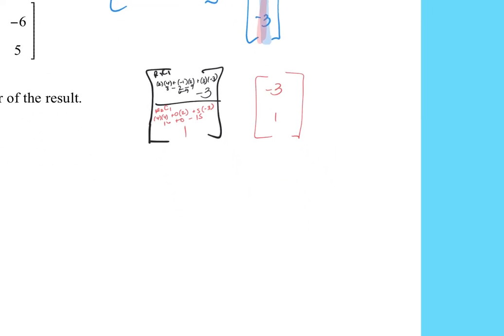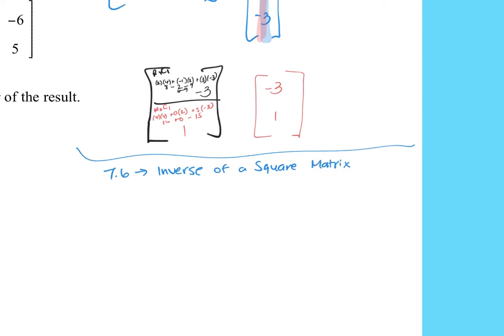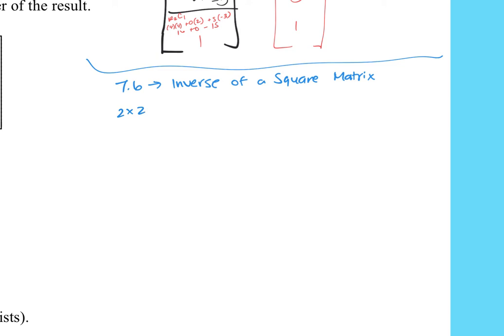Okay, then came 7.6, which was the inverses. So you're going to get a 2 by 2, and then you're going to get a 3 by 3. So for the 2 by 2, this is where we do the trick, right? We do 1 over the determinant. We switch A and D, and we negate B and C.